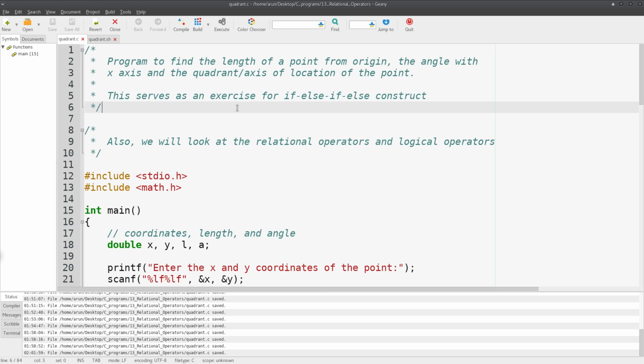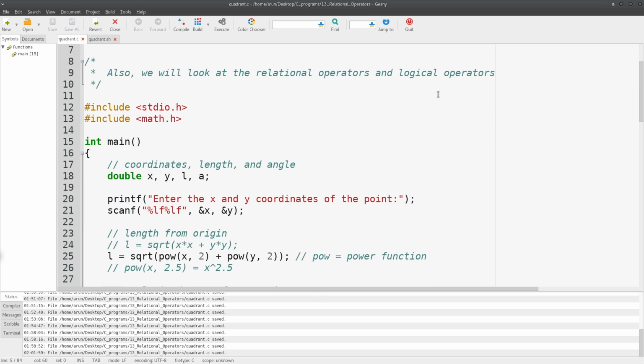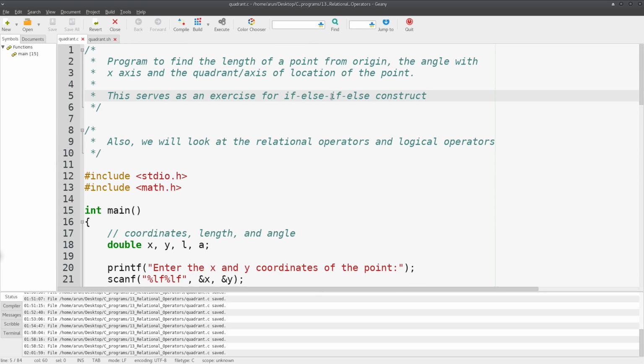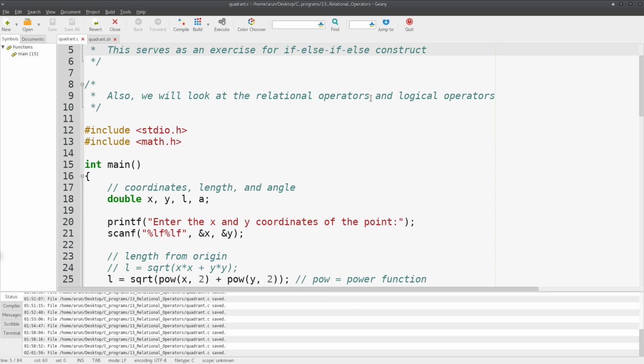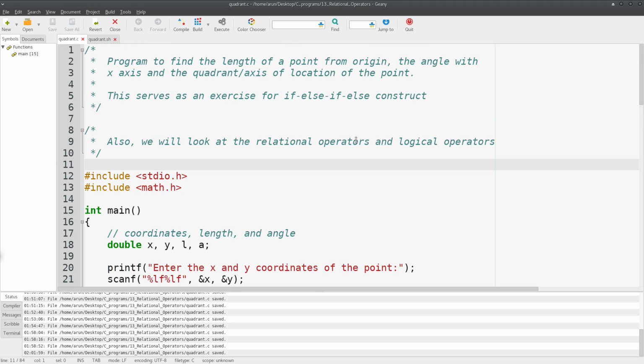This program acts as a good exercise to look at our if, else if, and else construct. While explaining the else if and else construct, we'll come across multiple conditions, and to explain and use them we're going to use the relational operators and the logical operators in this program. Hope you understood this. Now let's walk into the program.